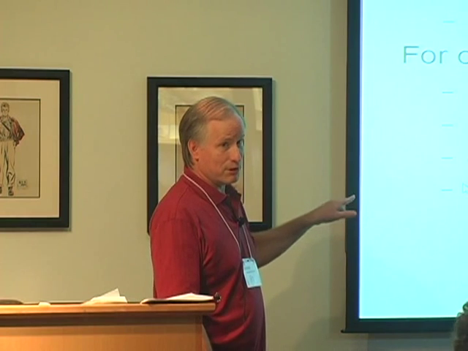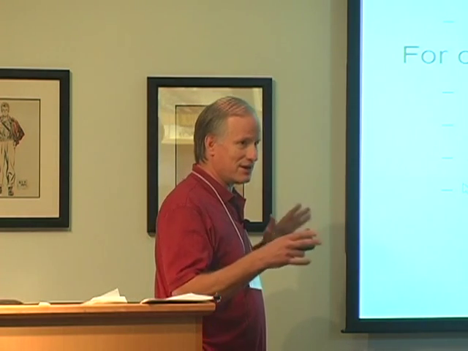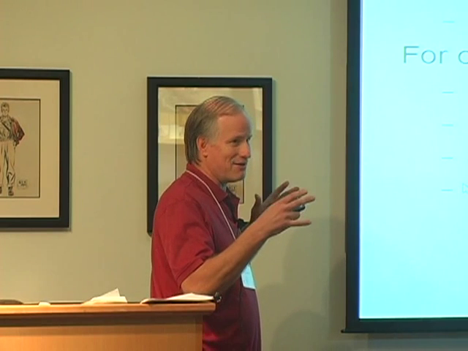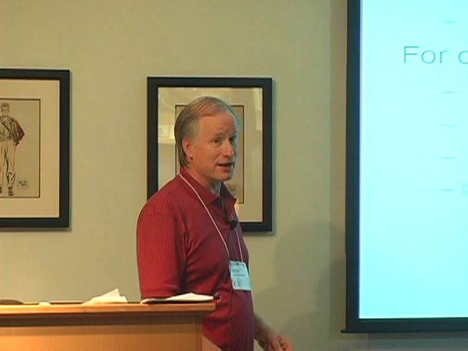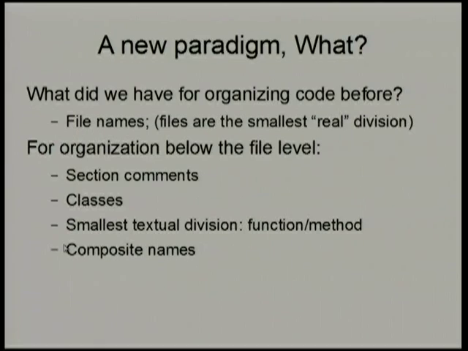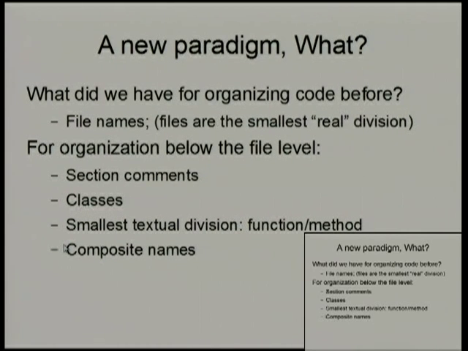For organizing below the file level, you can put in section comments. In this section, I'm going to have initializing routines. In this section, I'm going to have whatever, like that. When classes came in, that was another way to organize your code. You could organize things by function, put them in relationship to things that might have a more physical existence, and put your functions and methods under that. That's kind of textual division. And there's also organizing by using composite names and whatnot.